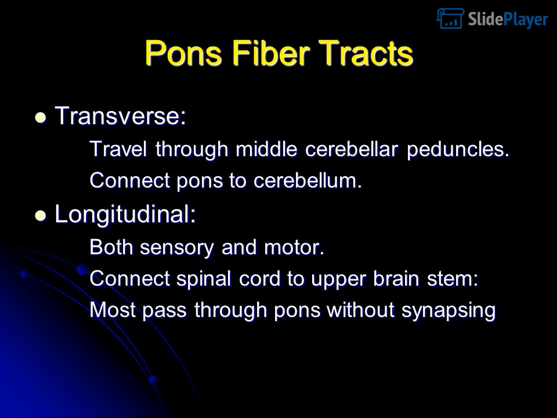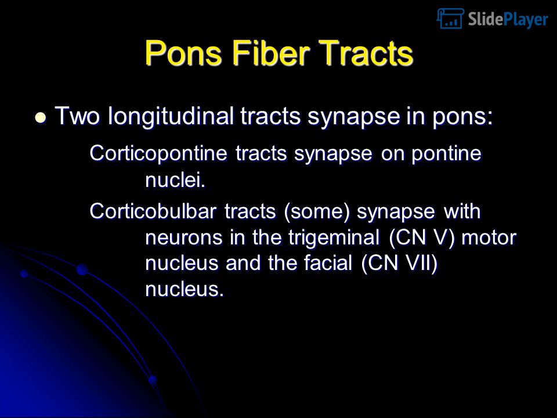Pons fiber tracts: transverse, longitudinal. Transverse fibers travel through middle cerebellar peduncles and connect pons to cerebellum. Longitudinal fibers are both sensory and motor, connecting spinal cord to upper brainstem. Most pass through pons without synapsing. Some longitudinal tracts synapse in pons. Corticopontine tracts synapse on pontine nuclei. Some corticobulbar tracts synapse with neurons in the trigeminal, CN V, motor nucleus and the facial, CN VII, nucleus.